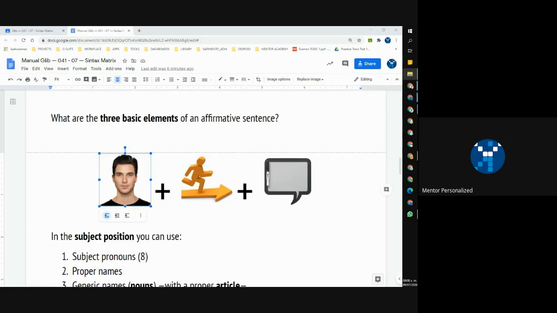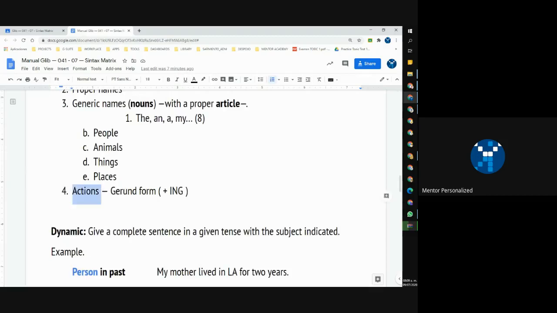Let me see if I can open it here. Yes. That is not always the case that you have a person in the subject position. Okay, you also can have an action. Sorry, no, an object in the subject position, and even an action. Repeat action. Action. That's right. Okay.